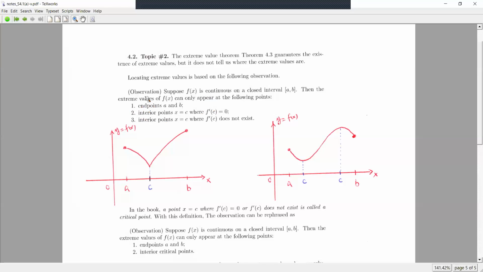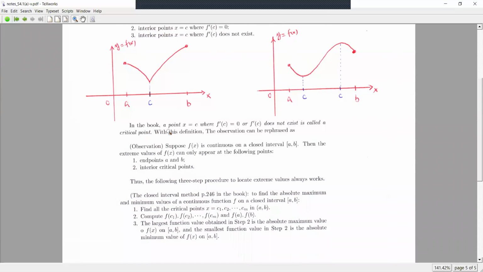So maximum and minimum function values can only appear at the points of these 3 types. It is possible to appear at endpoints, possible to appear at a point where the tangent line is horizontal, and also possible to appear at a point where the graph has a corner.